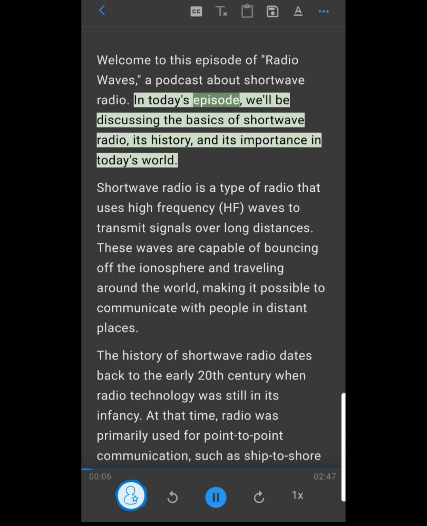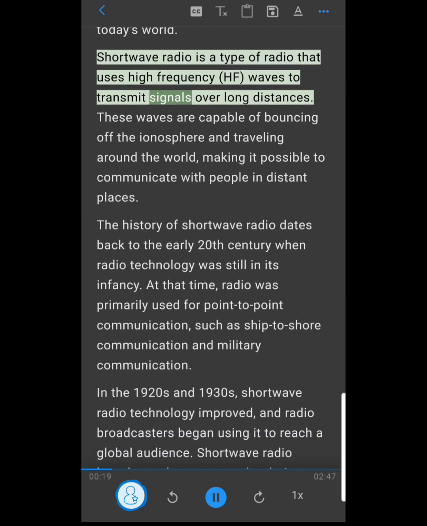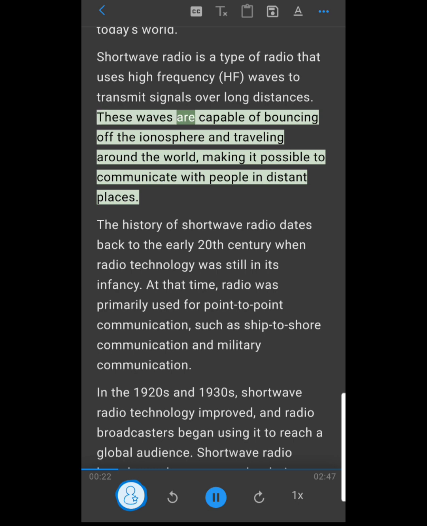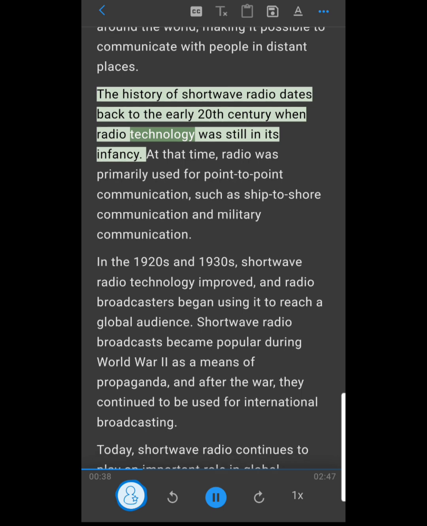In today's episode, we'll be discussing the basics of shortwave radio, its history, and its importance in today's world. Shortwave radio is a type of radio that uses high-frequency waves to transmit signals over long distances. These waves are capable of bouncing off the ionosphere and traveling around the world, making it possible to communicate with people in distant places.